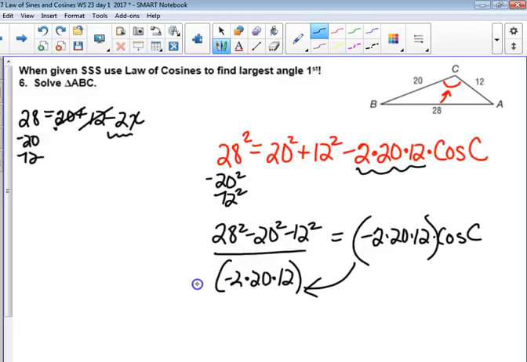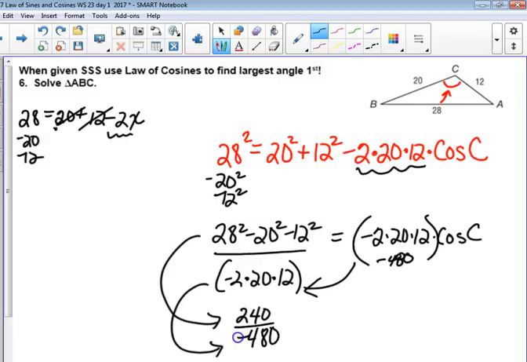So what do you get for the top? 28 squared minus 20 squared minus 12 squared comes out to 40. Okay. And the bottom, or this part over here, is negative 480. And that's the cosine. It's actually one we should be able to find in our heads, because it's negative 1/2, and we know where cosine of negative 1/2 exists on the unit circle, maybe. It's negative, which means it's going to be an obtuse angle, right? So, yes.